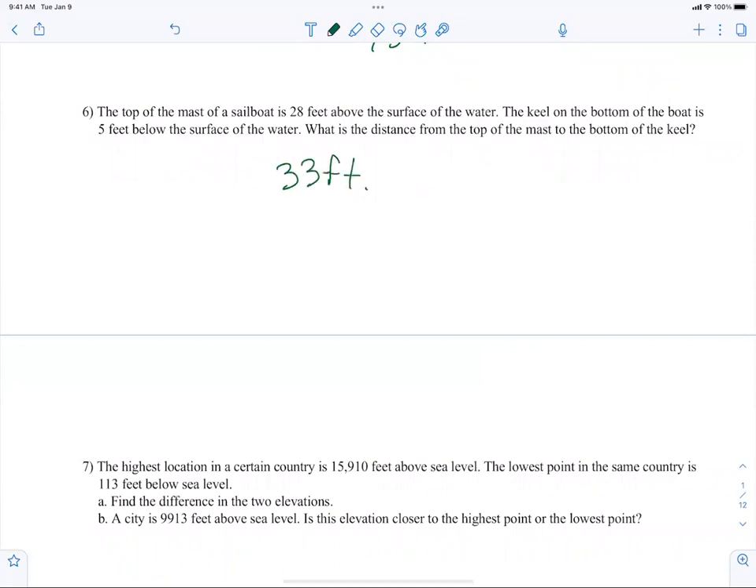Now I can understand you having problems with that. Anybody need me to explain anything? You're 28 feet above and 5 feet below, right? So that's a total of 33 feet.